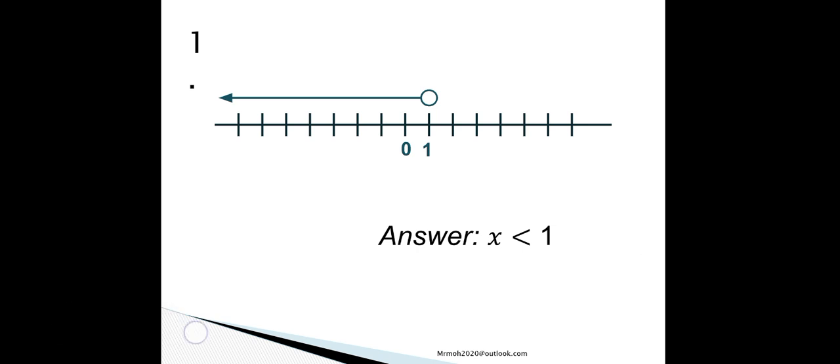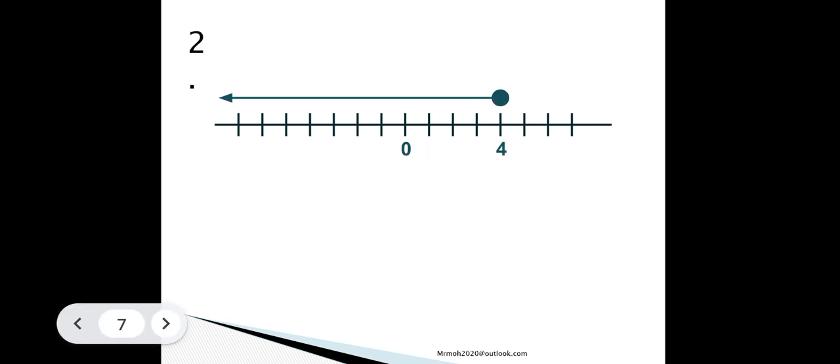Let's look at the next question. Let's try this. You observe it is shaded, which means it will have an equal to sign. Where is the arrow facing? It's facing our left hand side, so definitely x is less than, or equal to, 4.